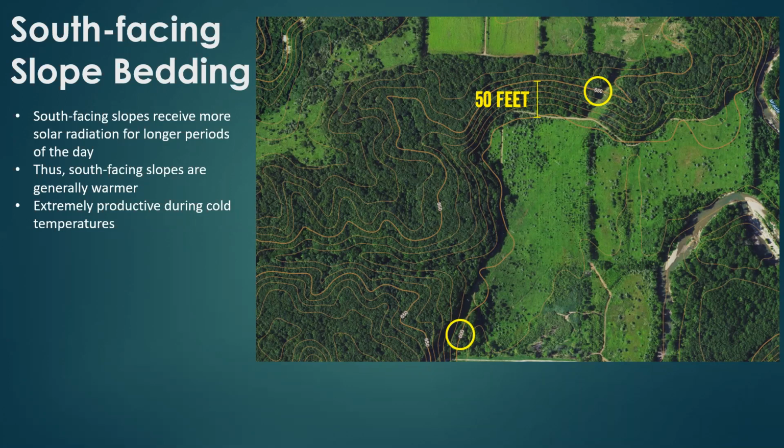And in this specific map, each of these contour lines is a 10-foot interval. And so here we can see we have about a 50-foot elevation change from the bottom of that slope to the top. And you can see that slope is predominantly facing in the south direction. And so that's going to be extremely productive during these colder temperature days.